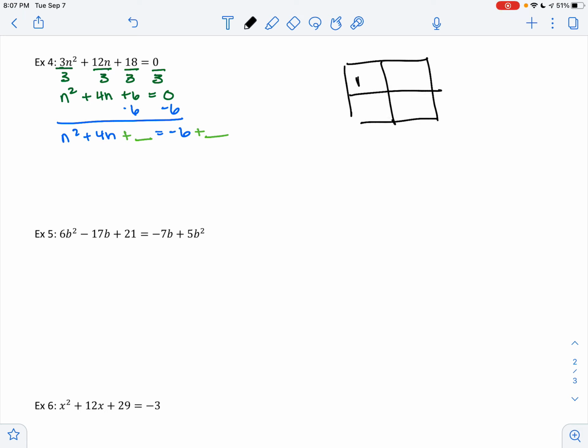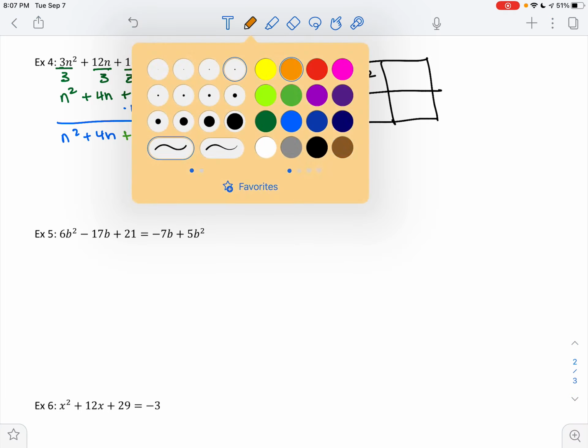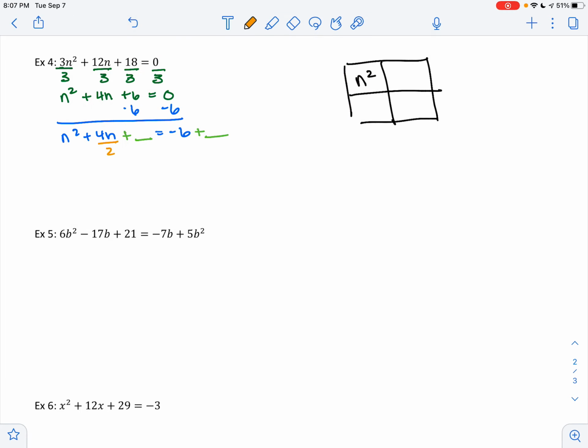First term goes in the first box. I want this to be a square and not a rectangle. So I need to divide the second term in half. 4n divided by 2 is 2n.